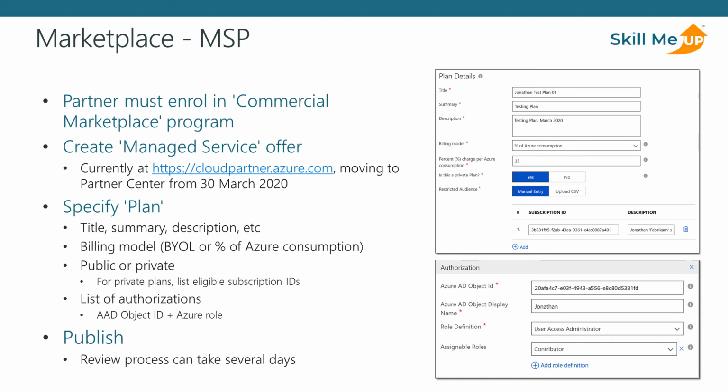Within this offer, they then specify a plan which contains the details of the service that they are offering. And there's a few settings there that are important to understand, and we'll have a look at those in a demo very shortly. They include the billing model, which can either be a bring your own license model, in other words, the partner is paid by the customer out of band, not through the marketplace, or it can be a percentage of the Azure consumption, where whatever consumption is being charged for the resources being managed, an additional percentage is paid to the partner through the marketplace and through the Azure bill.